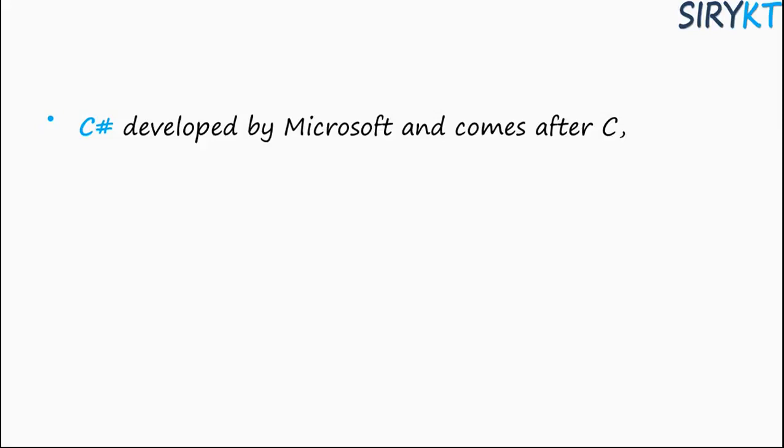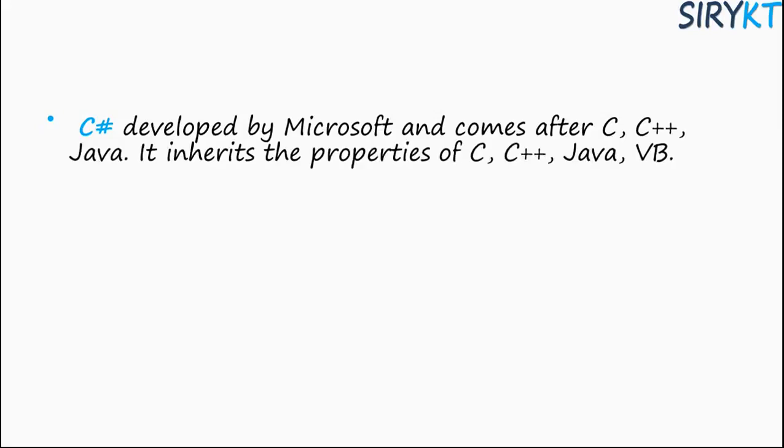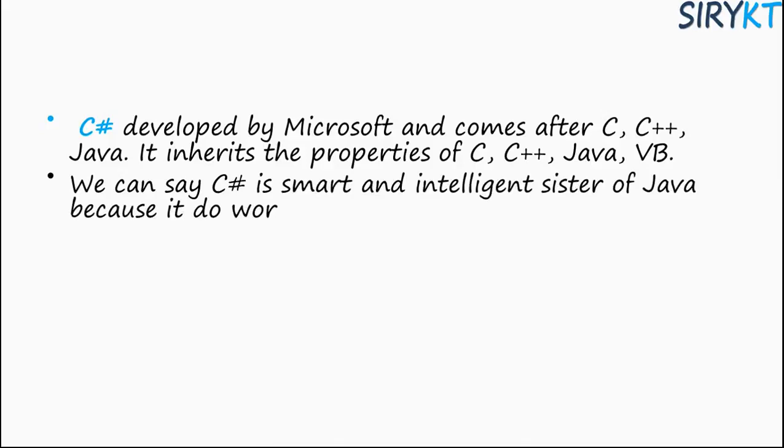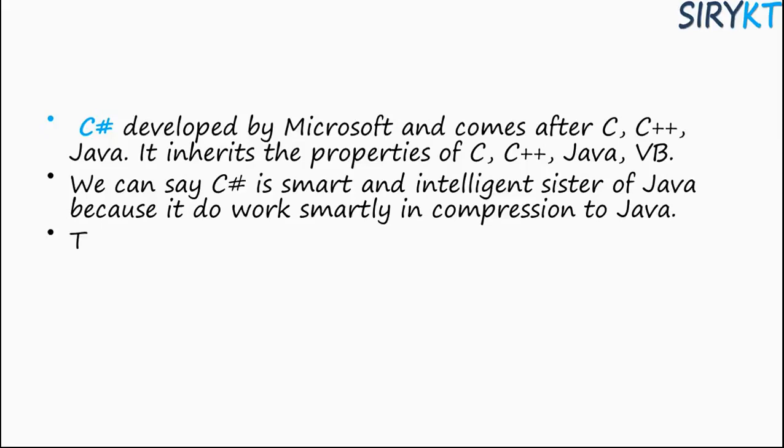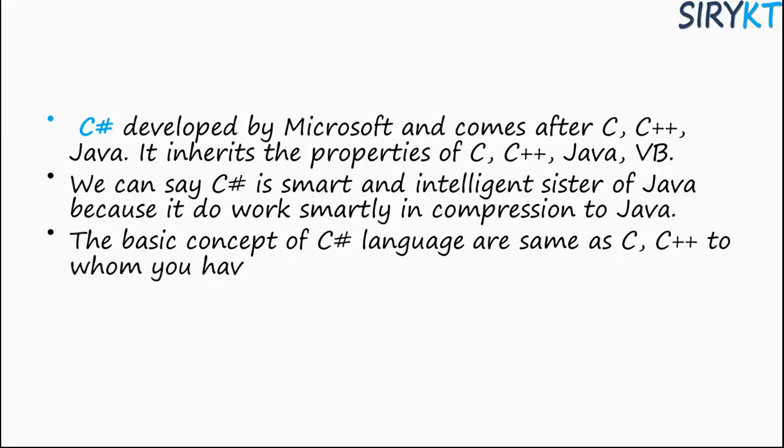C Sharp is developed by Microsoft. It comes after C, C++ and Java. It inherits the properties of C and C++, JavaScript and VBScript. We can say that C Sharp is the smart and intelligent sister of Java because it works smartly in comparison to JavaScript and Java. The basic concepts of the C# language are the same as C and C++, which we have learned in the C and C++ tutorials.